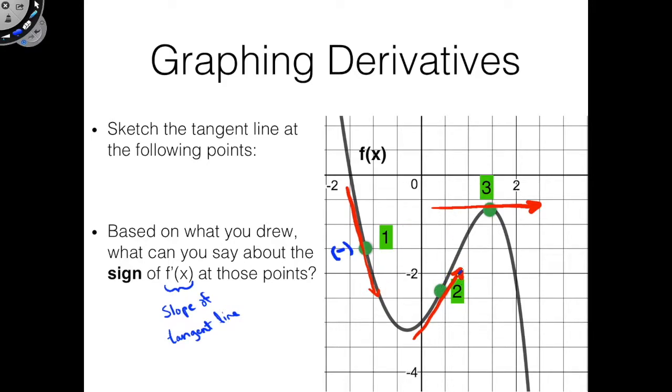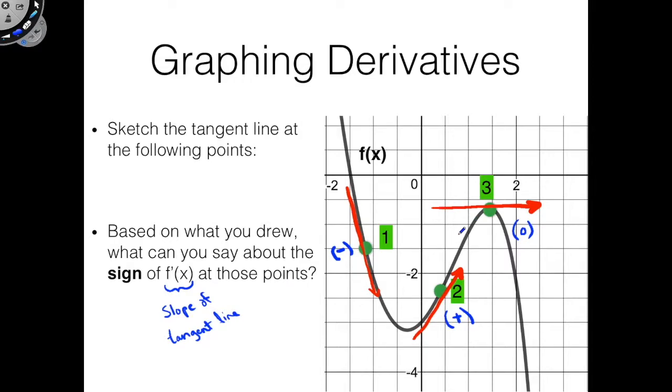Now, look at the tangent line at point 2. It's oriented upwards, right? So it's going to be increasing. So therefore, we're going to have a positive slope. At point 3, however, we seem to have what looks like a horizontal tangent, which means there's no rate of change, and therefore we're going to have a slope of 0. So just some useful information.